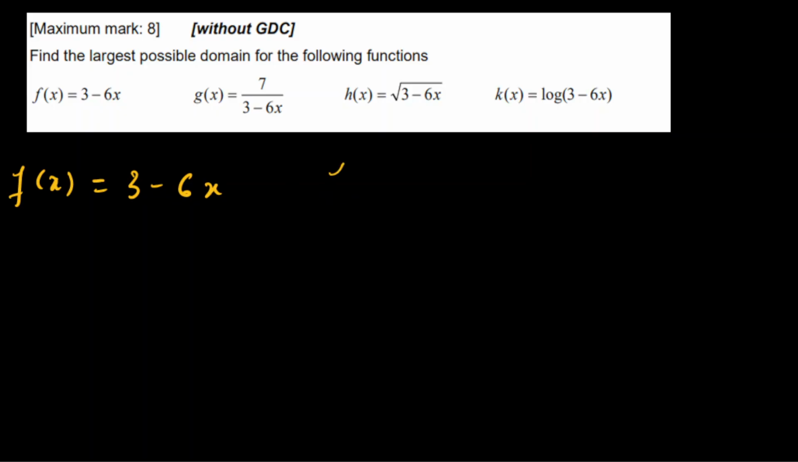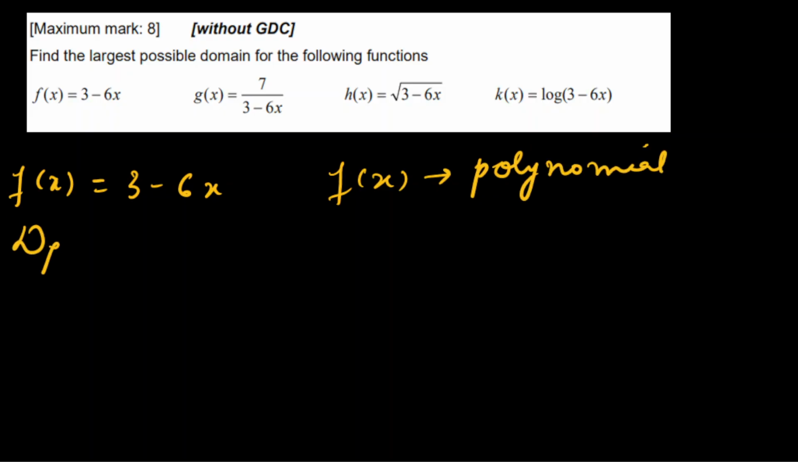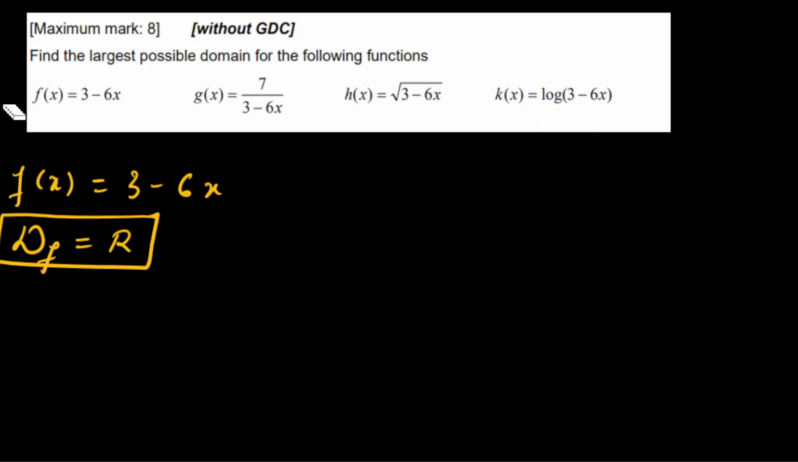The first case says that when f(x) is given to us in the form of a polynomial, the domain of the function is equal to the set of real numbers. So the first part is already done. It's very simple because 3 minus 6x is a polynomial. So the first one's domain is the set of real numbers.